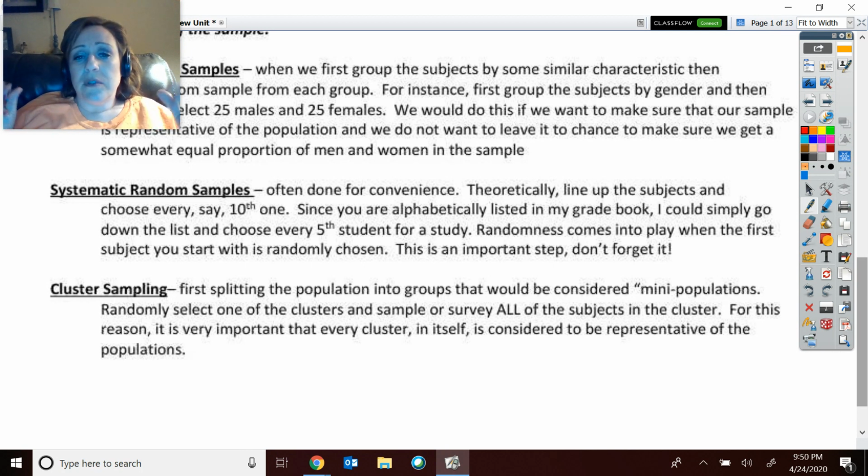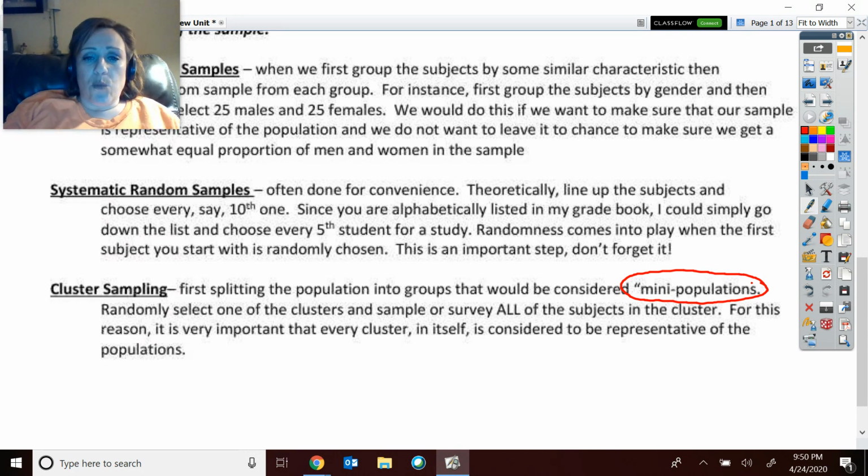Hey cluster. All right, so remember that clusters are mini populations, and so we're hoping that when we randomly select one of those clusters, we then survey or sample all. I will sample all of you, hey cluster. Well, we say that cluster was a mini population, so when I take that randomly selected cluster, it's representative.